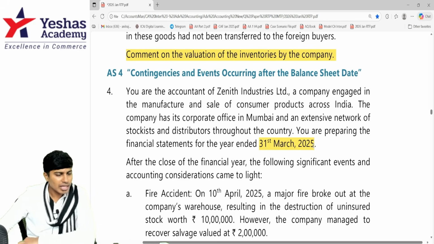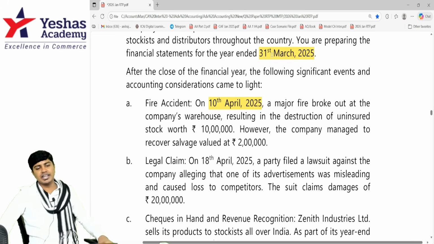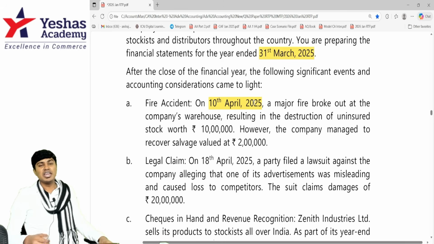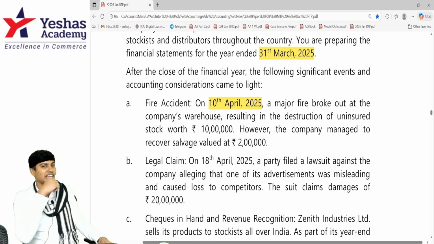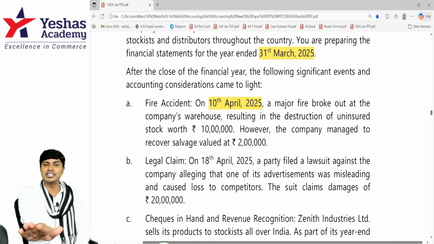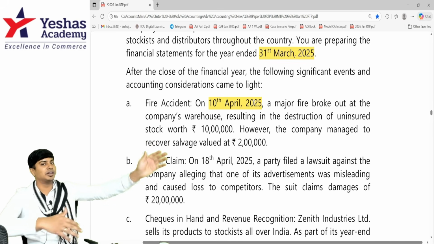Let's proceed. What happened? A fire accident. When did it happen? 10th April. Our year is ending on 31st of March, and the fire is breaking out on 10th of April. I don't know on 31st of March that the fire will break out. If I knew, I would put water before the fire catches. Because I don't know, there is no condition existing on the balance sheet date. You cannot make provision for loss from a fire that will happen in the future.